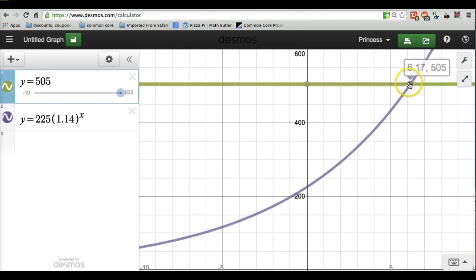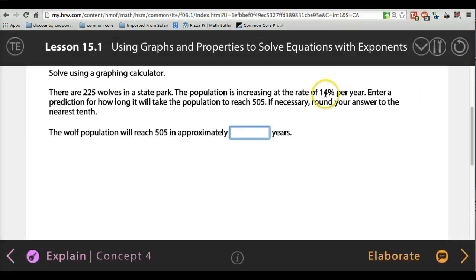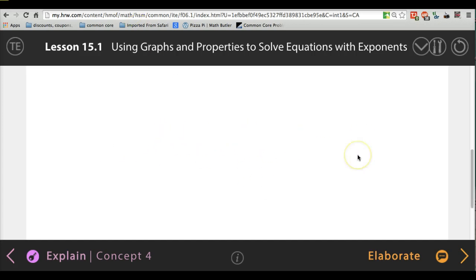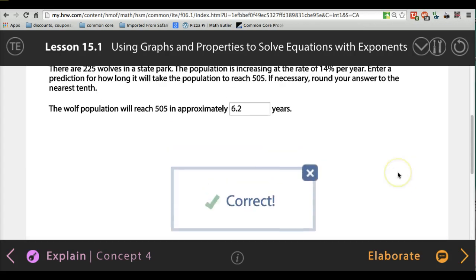If I click on it right here, the answer is what? 6.17. Your x value is 6.17. When x is 6.17, your y value is 505. But they said to the nearest tenth, so I have to drop the 7. And when I drop the 7, 7 is equal to or greater than 5, so then I have to add 1 to 1. So my answer is going to be 6.2, right? So let's go back. I'm going to put 6.2. The wolf population will reach 505 in approximately 6.2 years. So I checked my answer and that is correct.